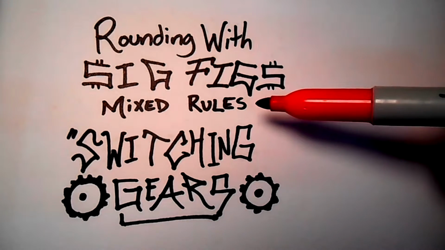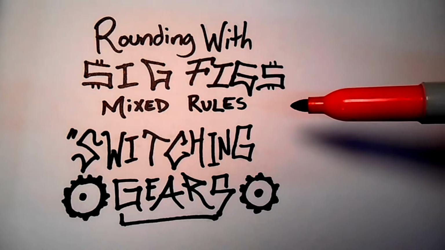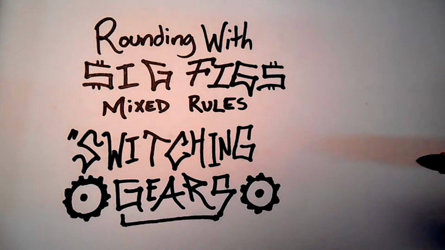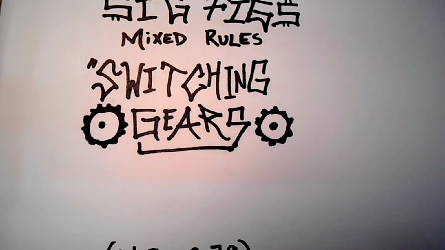Problems where maybe you've got some addition going on, but you're also going to divide that later on, or you have to multiply these two numbers together before you subtract it from some other value. Let me show you what we're talking about here. I like to call these problems switching gears, because you're switching from one rule system to the other.